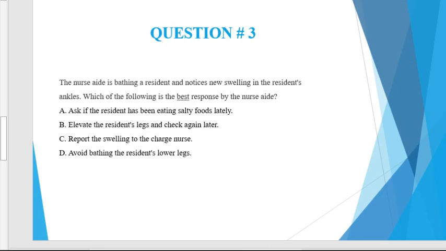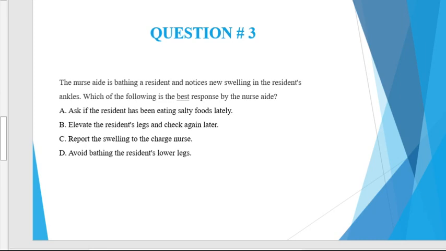Question number 3. The nurse aide is bathing a resident and notices new swelling in the resident's ankles. Which of the following is the best, again underline, best response by the nurse aide? The patient has swelling. Is the best response to ask if the resident has been eating salty foods lately? Yes, I know salty food can make somebody retain fluid. But is it the best response when you notice that your patient has swelling on the ankles?